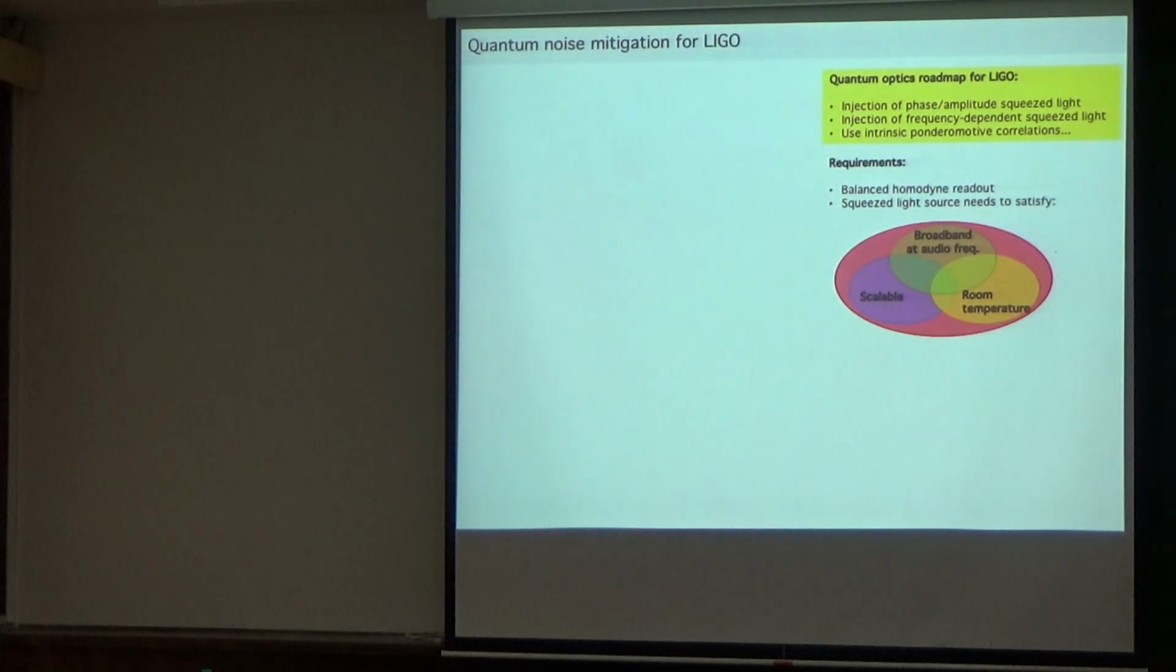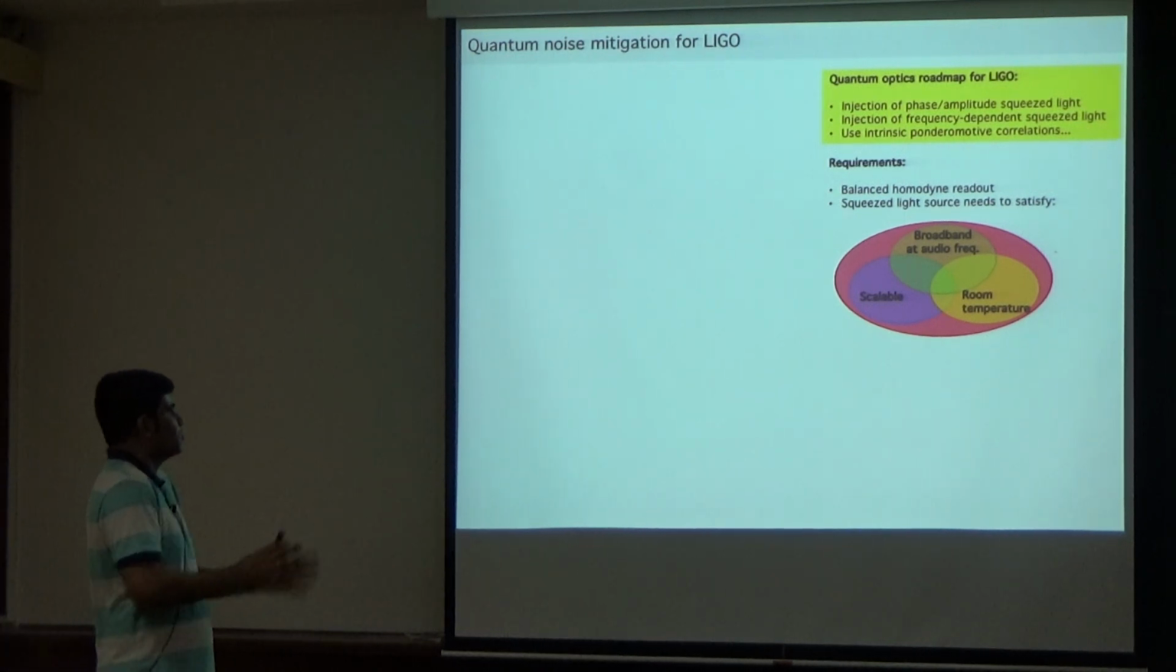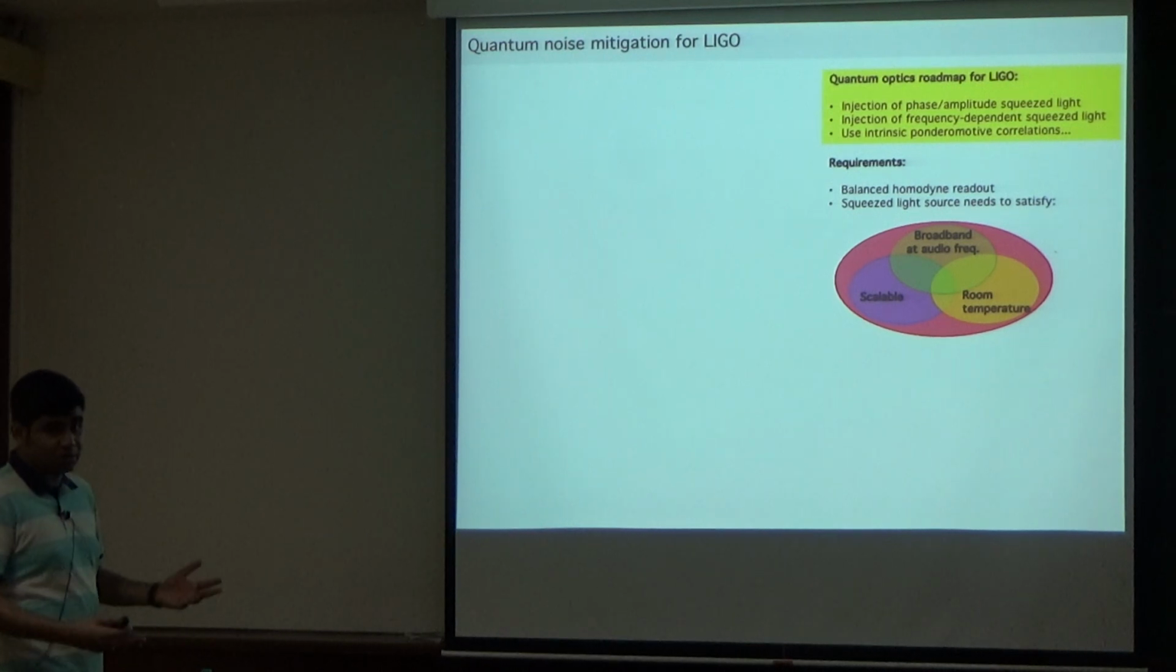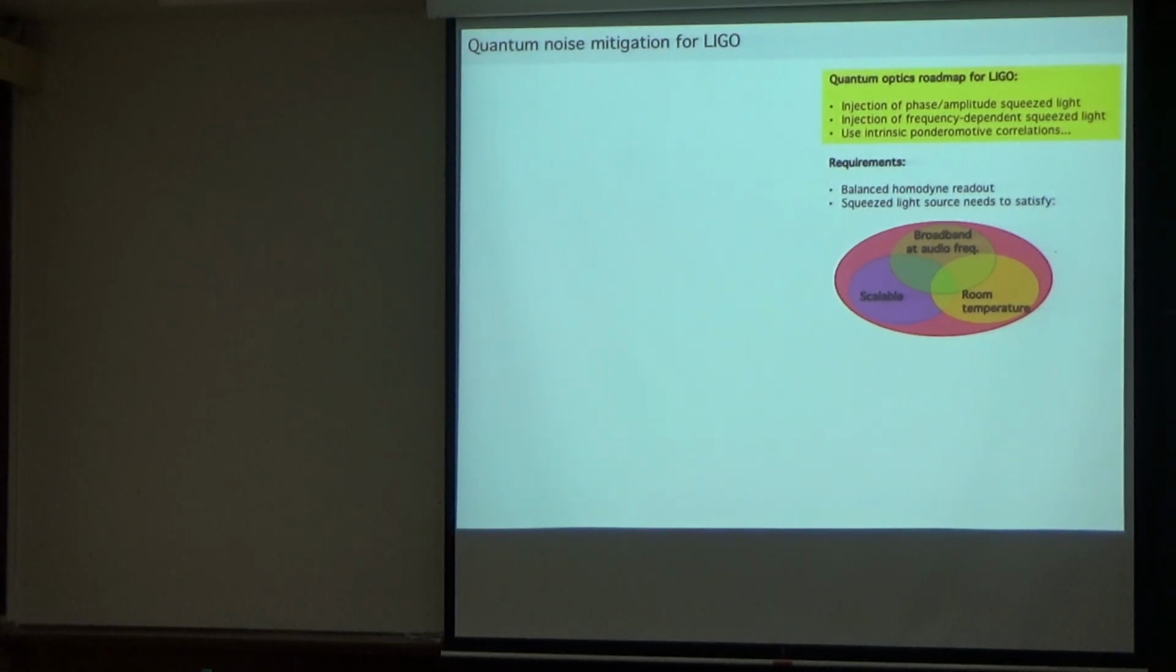And in any case, if you want to do any of these things, there are at least 2 ways to attack this problem. The necessary requirement is to have balanced homodyne readout for LIGO, so that you can change quadratures and have the standard quantum optics toolbox for measurement. The other is that if you want to make a squeezed light source, it has to satisfy 3 broad conditions. One is that it has to be broadband at audio frequency, which is an enormous challenge. It has to be reasonably scalable, not cryogenic, basically room temperature, so that things are easy.